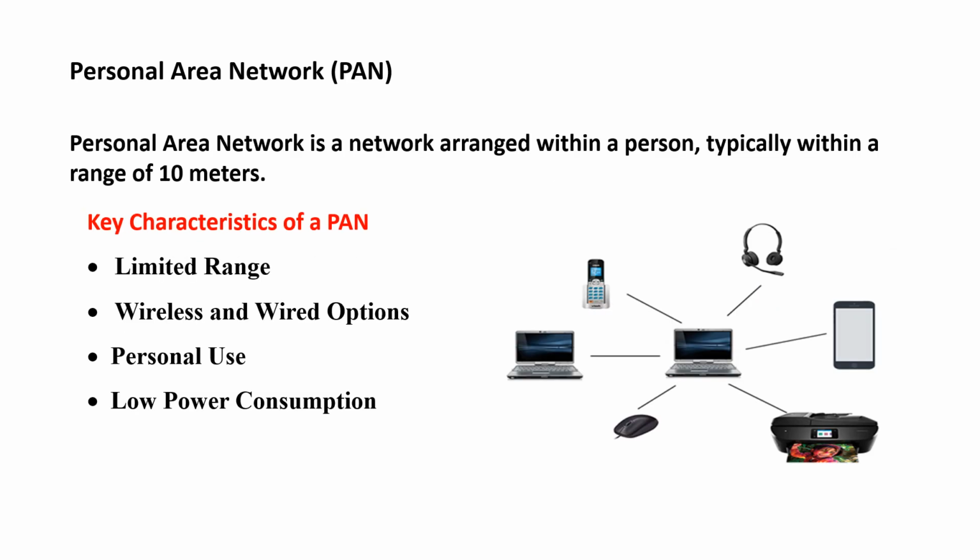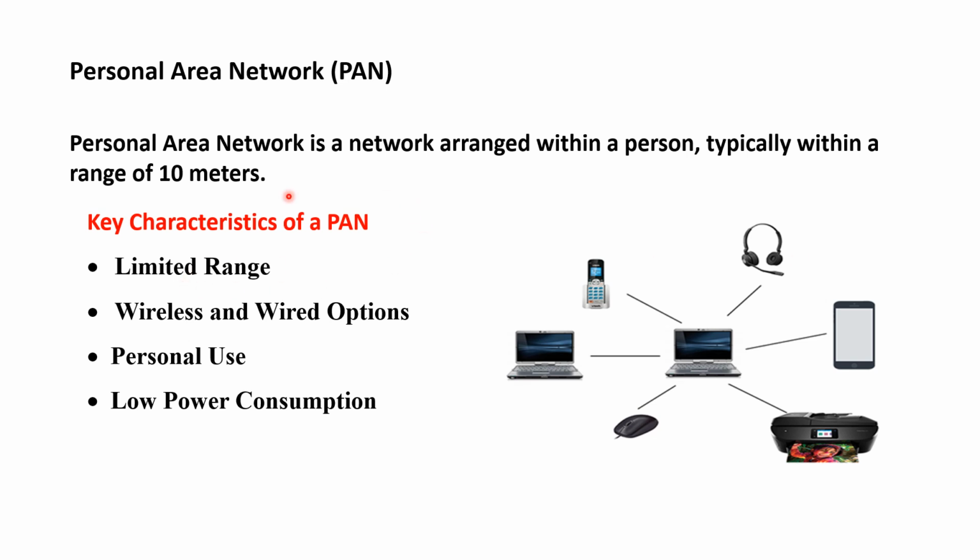A personal area network is a small-scale network designed to connect devices within a close range, typically within a few meters, to serve an individual's personal needs. PANs are commonly used to link devices such as smartphones, laptops, tablets, and wearable devices like smartwatches.